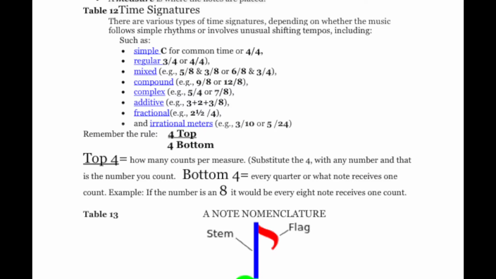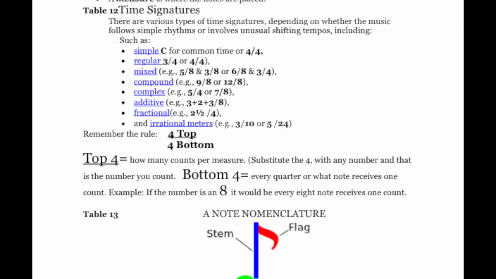The bottom tells you every quarter, or what note receives one count. A transition word, or is a transition. Either you can go up or down. You cannot go both ways. You can go left or right. You can have hot or cold.